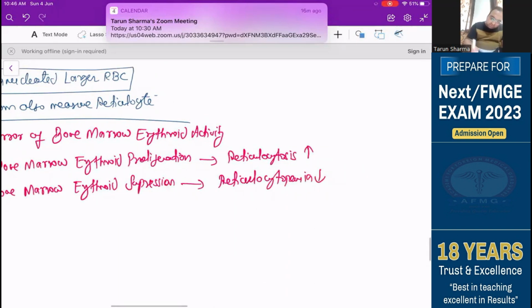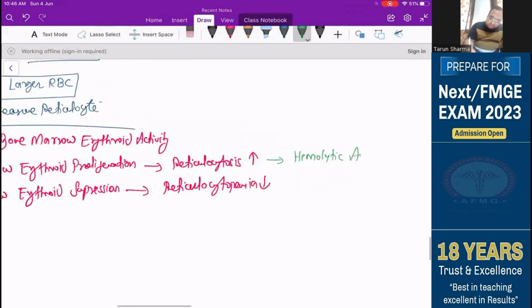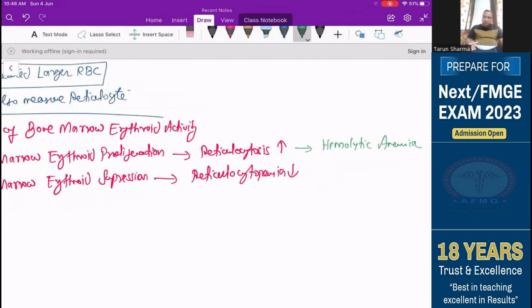So in which anemias will you see reticulocytosis? Like in hemolytic anemias. This is very, very simple, but very, very important. Remember, in all types of hemolytic anemia, the reticulocyte count will increase. Whenever RBC destruction is taking place in the peripheral blood in the form of hemolysis, the bone marrow will help compensate for that anemia by throwing new RBCs into the peripheral blood.